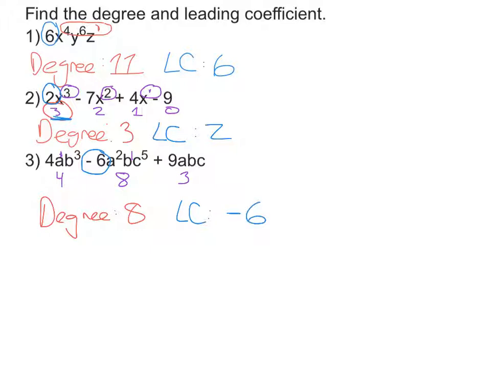If we were to write this in descending order, the negative 6 would come first with that term, then the 4ab to the third, then finally the 9abc at the end. And that's how you find degrees and leading coefficients.